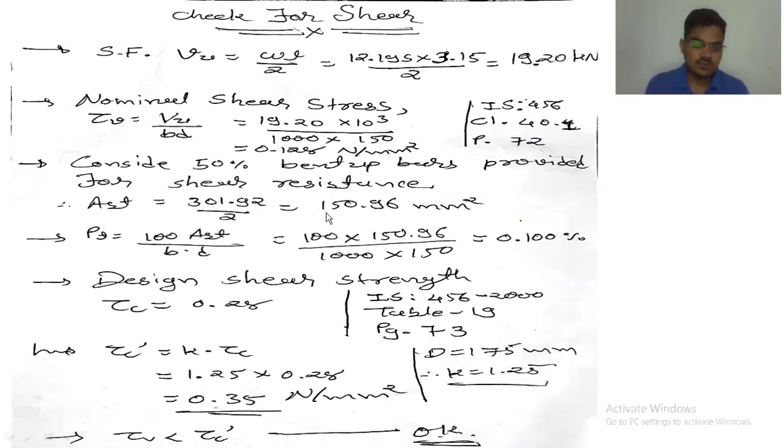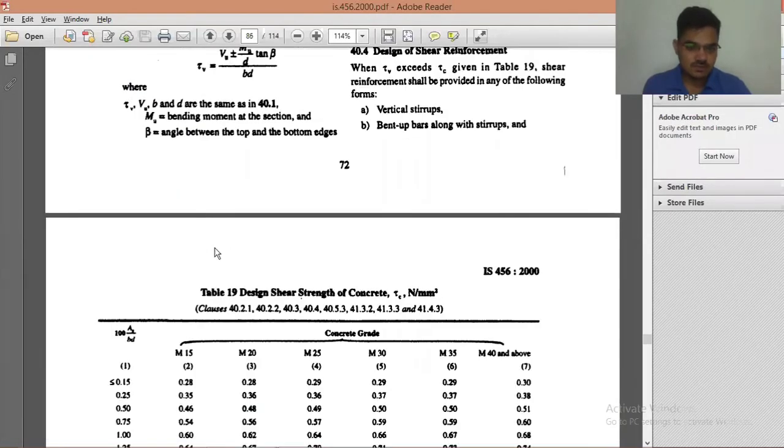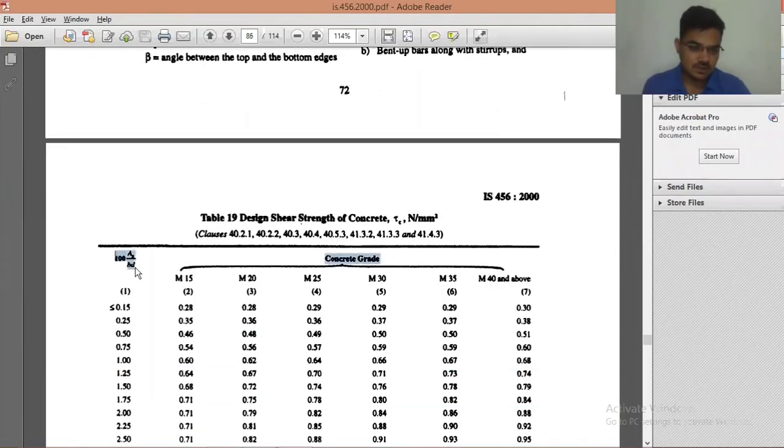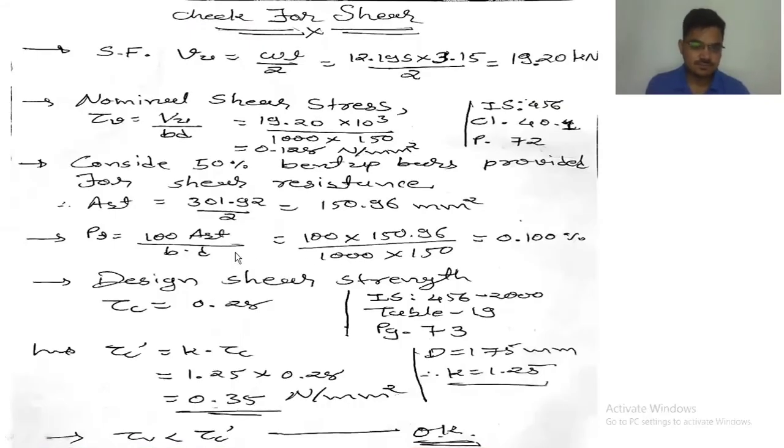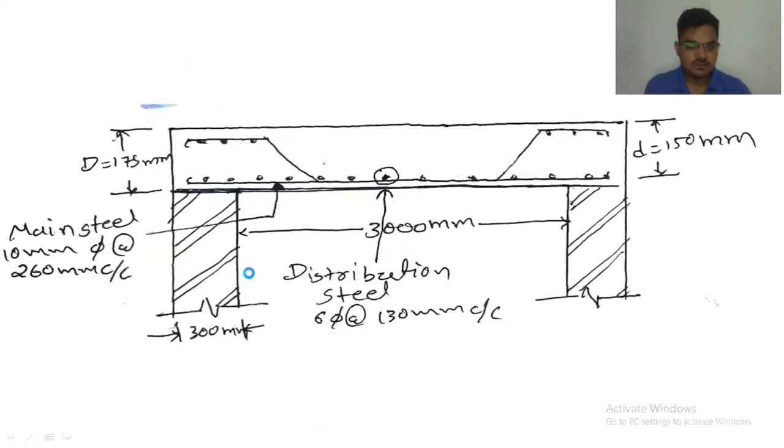Considering 50% bent up bar at corner, so Ast is 301.92 by 2. So the area of steel is half of provided, which is 150.96. So our pt is 100 Ast by bd. On page number 73, here is the equation of pt: 100 Ast by bd, 100 into Ast 150.96 upon b into d, which is 0.1.